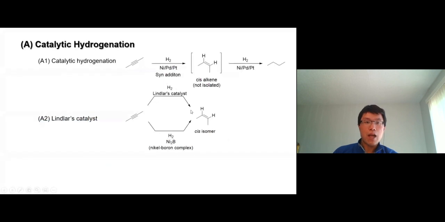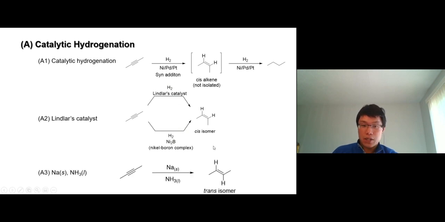Okay. All right. So catalytic hydrogenation. If you do it exactly the way you did with the alkene, so add hydrogen gas and add one of these catalysts, you go all the way to alkane. But you can stop at the alkene, cis alkene particularly, if you use Lindlar's catalyst or nickel boron complex. Right? Don't forget to add hydrogen, you need hydrogen gas there too. Right? And if you want a trans isomer, we use metal sodium right here. This is a solid. This is metal sodium in liquid ammonia. Right?